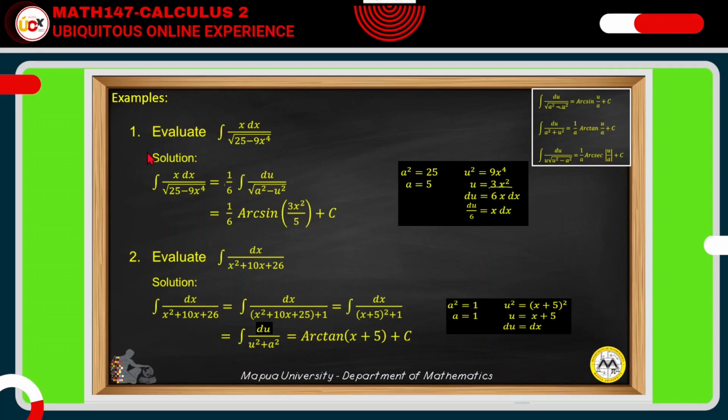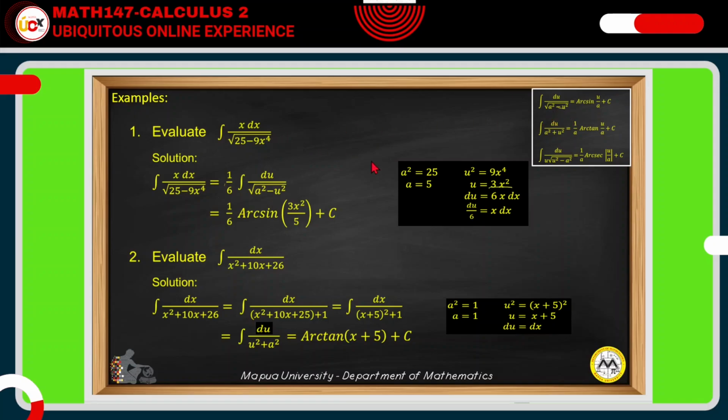So to apply the formula, let's have the following examples. So number 1, suppose we are asked to evaluate the integral of x dx over the square root of 25 minus 9x to the fourth power. So as you can see, because the denominator contains a radical sign, either you use formula 1 or formula number 3. But because the radicand has this order of terms, constant first followed by the function of x, we can make use of formula number 1.